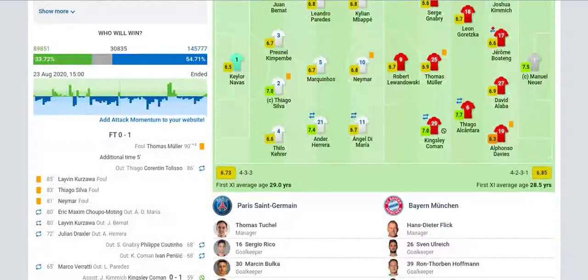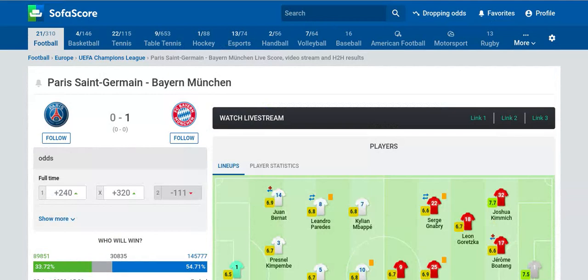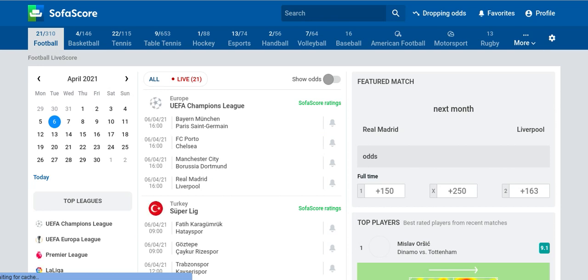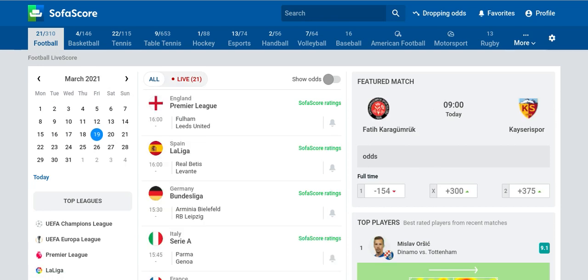So next we have Real Madrid versus Liverpool. Obviously I'm using SofaScore for this. I put in a video before saying how I had to use SofaScore, so if you guys want to go check that out, go ahead.